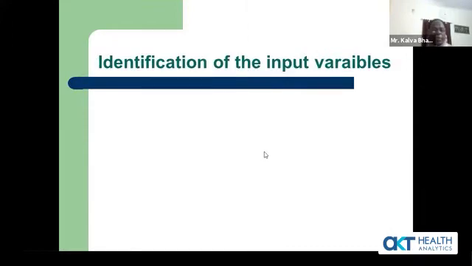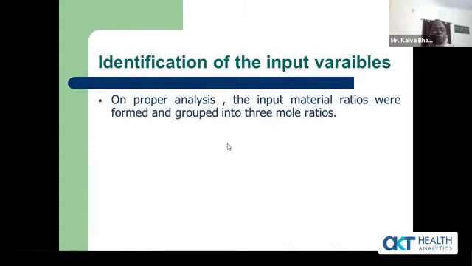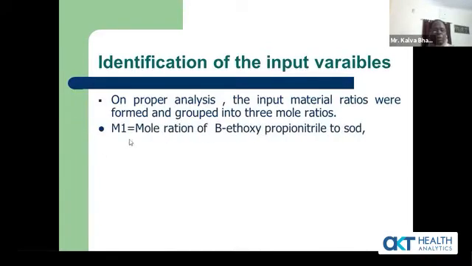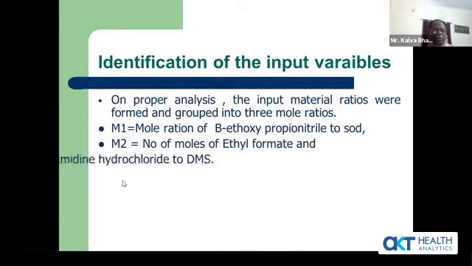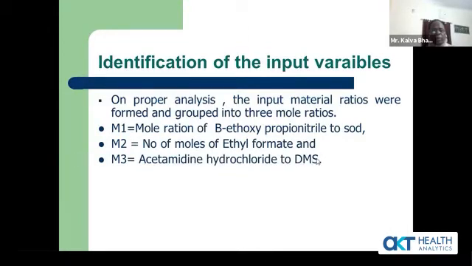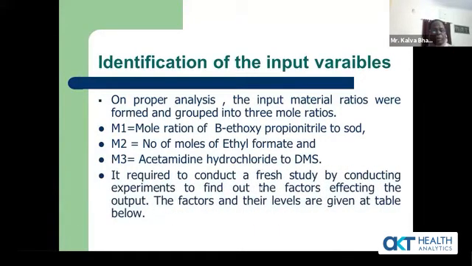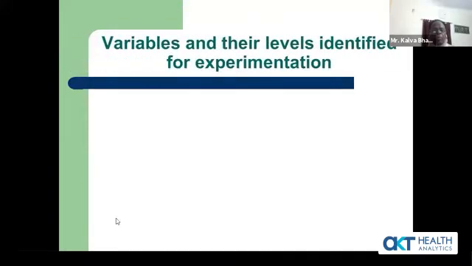Identification of the input variables for the process. On proper analysis, the input materials were grouped into 3 mole ratios. One is M1, mole ratio of beta ethoxypropyl to sodium. Then M2, number of moles of ethyl formate, and M3, acetamidine hydrochloride to DMS, as mole ratios. Whereas sodium was kept as 1 mole constant. It is required to conduct a fresh experimental study to find out the factors affecting the output. The factors and their levels are given in the table below.